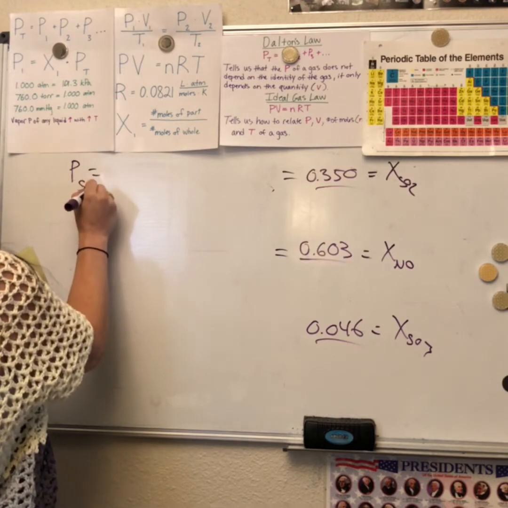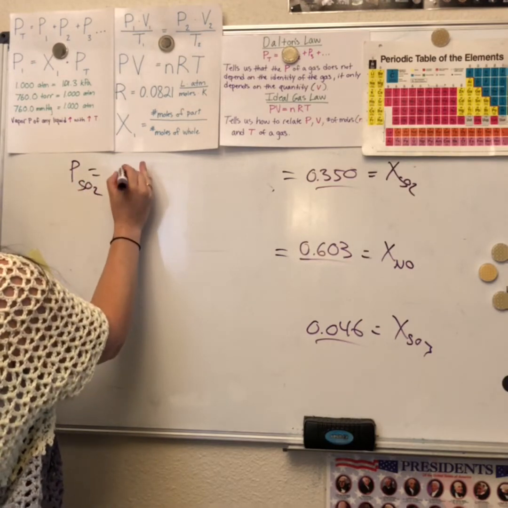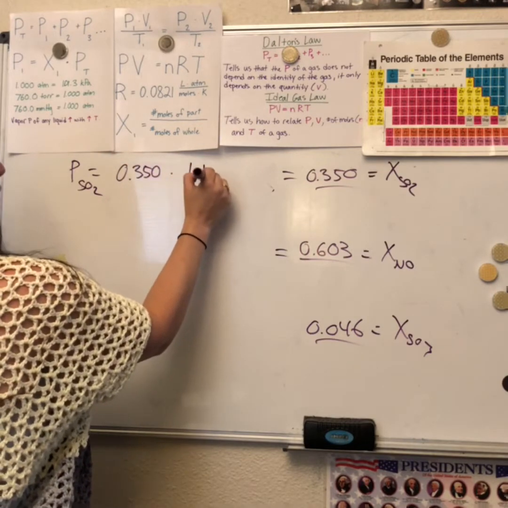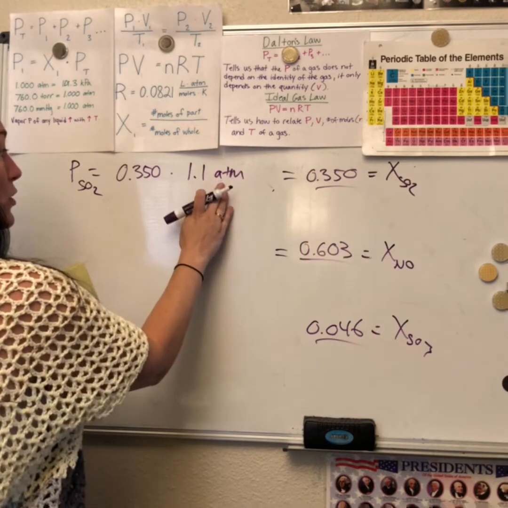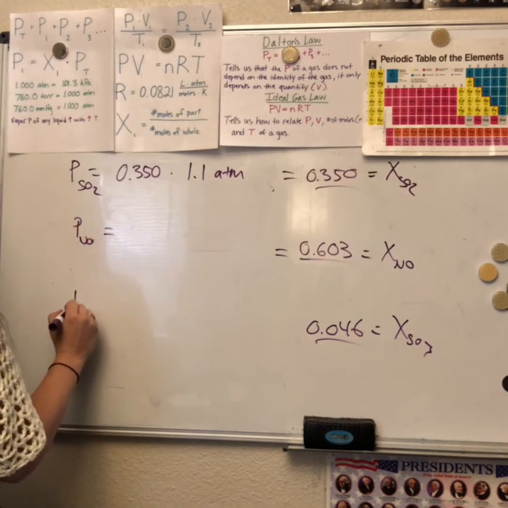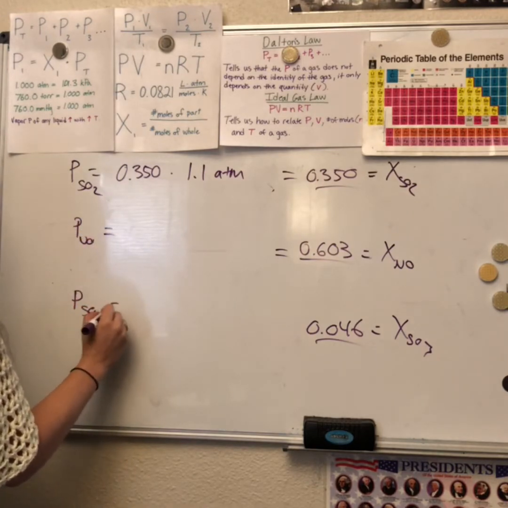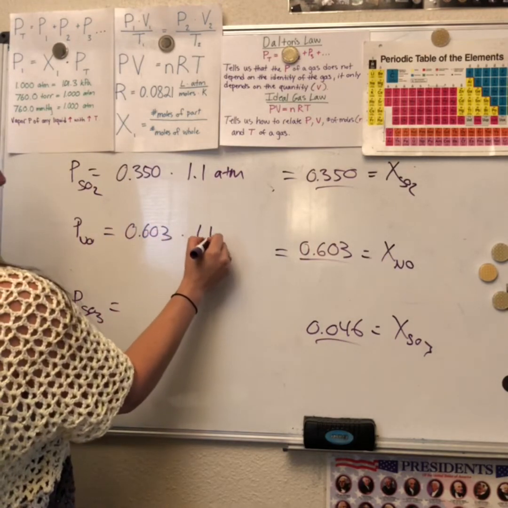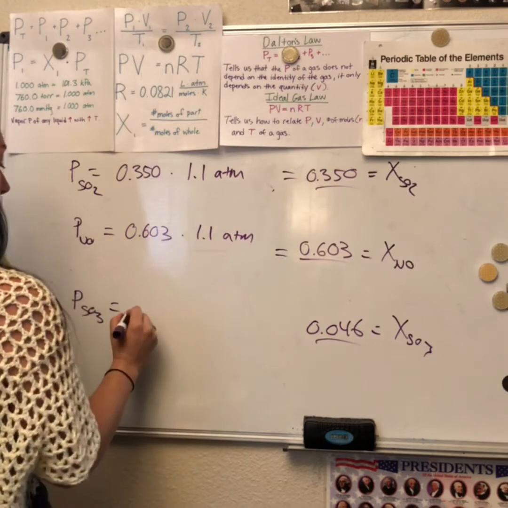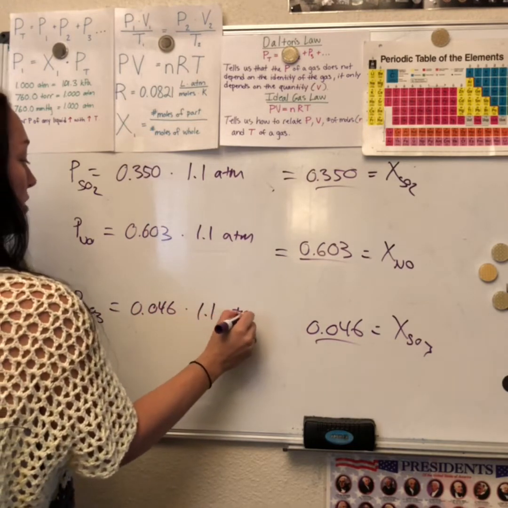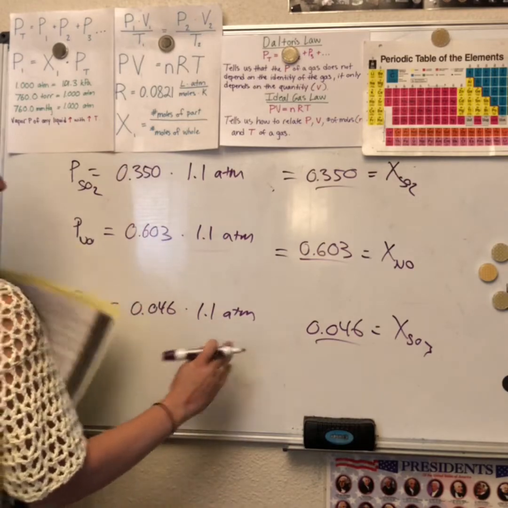So I'm going to put SO2. Here's my mole fraction, 0.350 times, and they said 1.1 atmospheres. That's what was my total pressure. So I'm going to do this for each one, PNO and PSO3. So I have 0.603 times, same thing, 1.1. 0.046 times 1.1 atmospheres. So I know my answer is going to be in atmospheres.